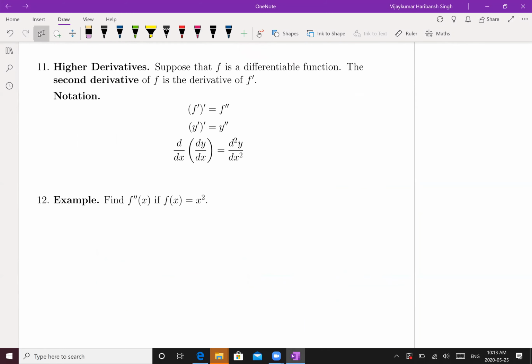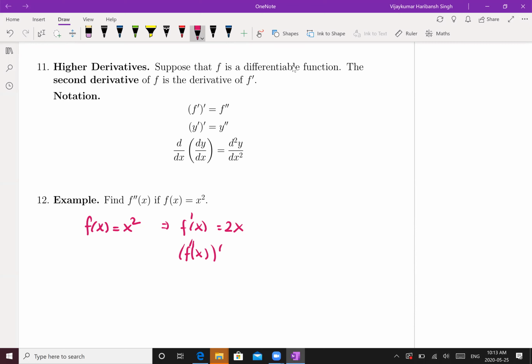Now, we can also define, let's take f of x equals x squared. Then we get f prime of x equals 2x, right? Now think about f prime of x. f prime of x is also a function of x, isn't it? Yeah, we have already seen this. So we can find the derivative of f prime of x. Basically, you can take the derivative of a function many times.